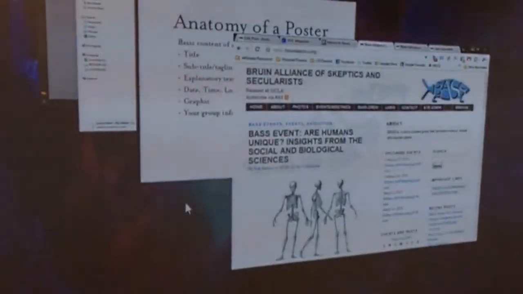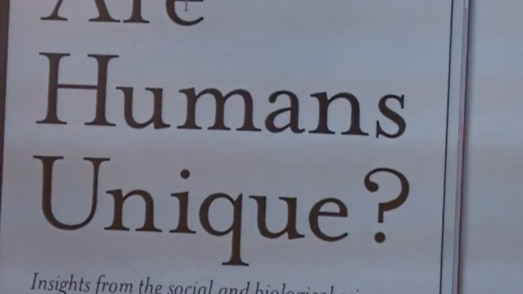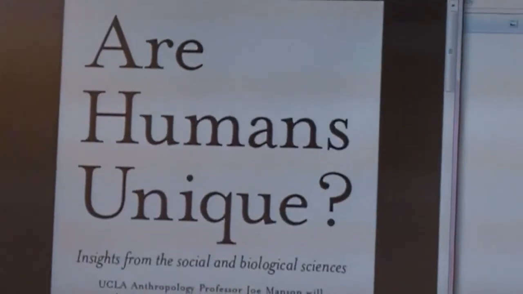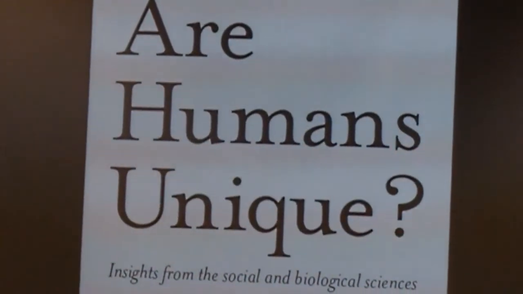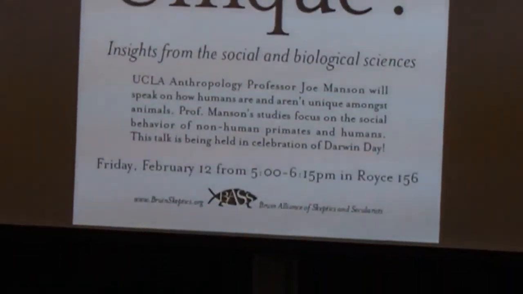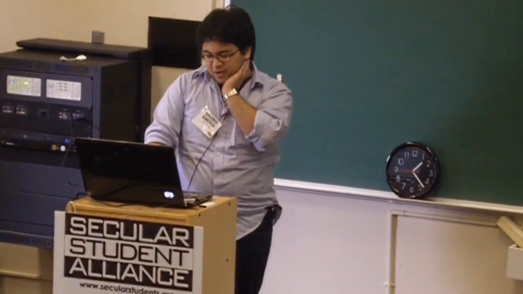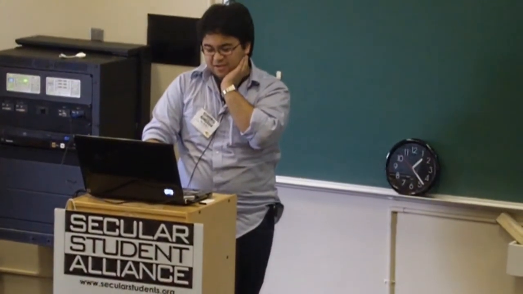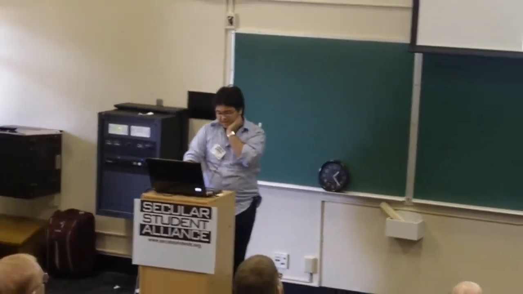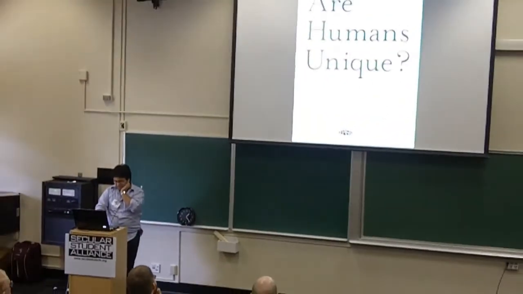So all these are pretty much the same poster, but I've done it in different ways, so you can see the various ways you can format something. This talk we had last Friday was by a UCLA anthropology professor. He was going to discuss how humans are unique or not unique, and the debate among scientists with that. When I first created it, I thought of just this really basic way of making the title huge, the tagline the next biggest thing, and then the explanatory text is smaller, and the date and time is rather big below it, and then the group info.